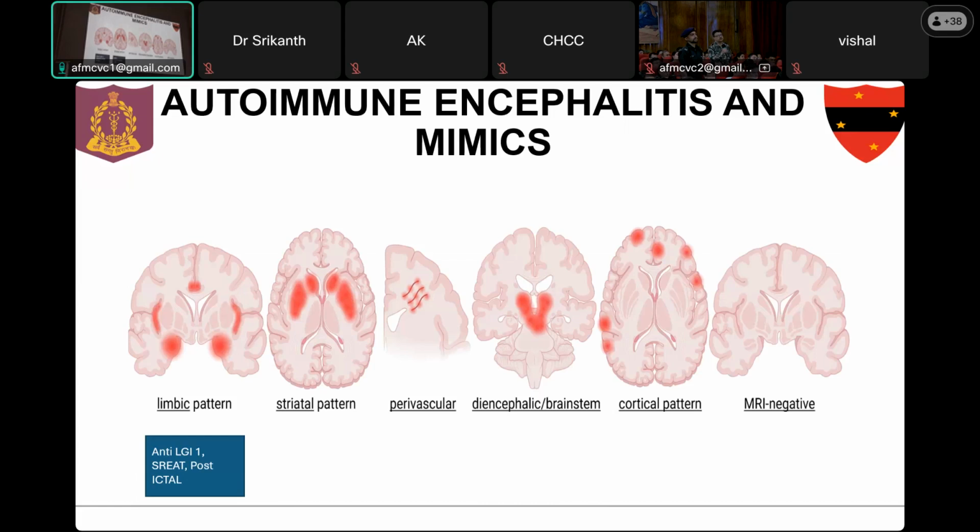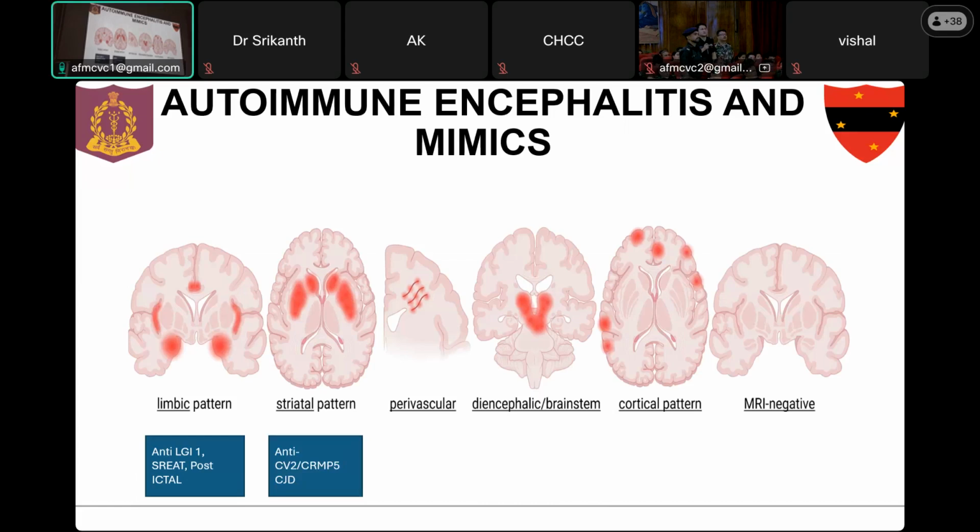Next, Ayush. Anybody else? Radiology? Please stand, I can see you here. So striatal pattern is seen in which kind of autoimmune encephalitis? Yeah, good. So CASPR2 and CRMP5, and a differential diagnosis is CJD.